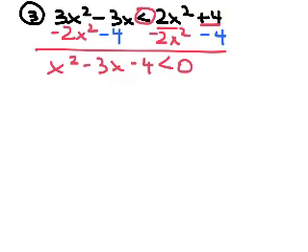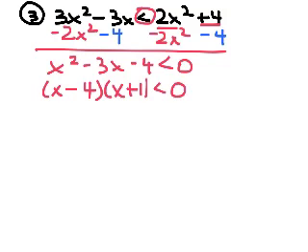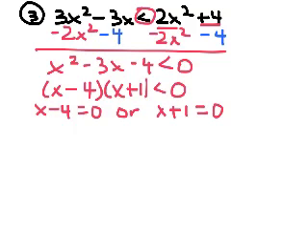Okay. Next step is to factor this quadratic. Since it's an ax squared plus bx plus c form, I'm going to factor it into x minus 4, x plus 1. Okay. Now the next step is to set each of the factors equal to 0. So that's going to be x minus 4 equals 0, or x plus 1 equals 0. And so x equals 4, or x equals negative 1.